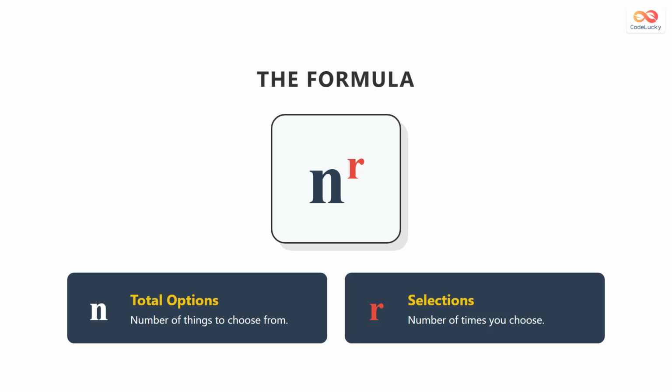The formula is elegant and simple. N raised to the power of r. Here, n represents the total number of options available to choose from in each step. R represents the number of selections you are making, or the number of slots you need to fill.